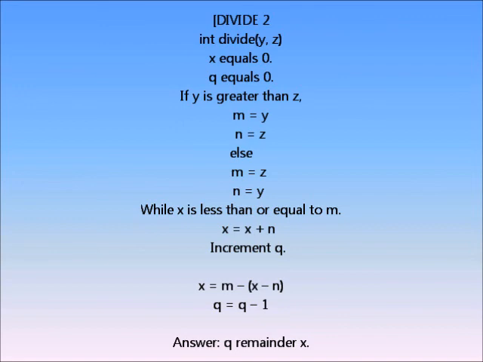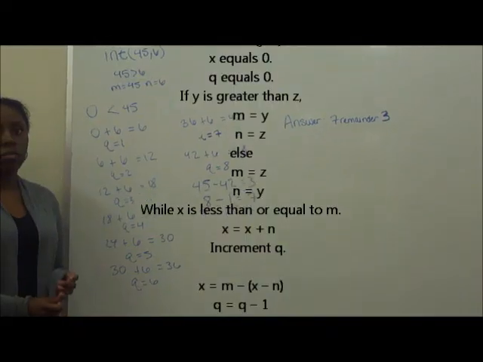Then you increment q. Then you calculate a new value for x where x equals x minus n, and for q where q equals q minus 1. From those calculations, the result will equal q with a remainder of x.